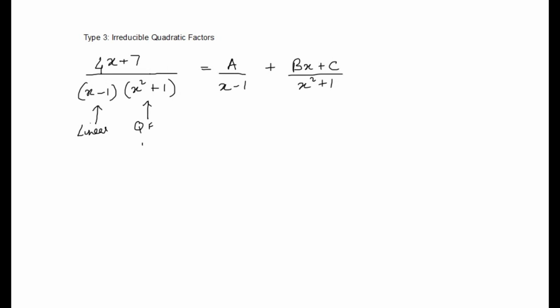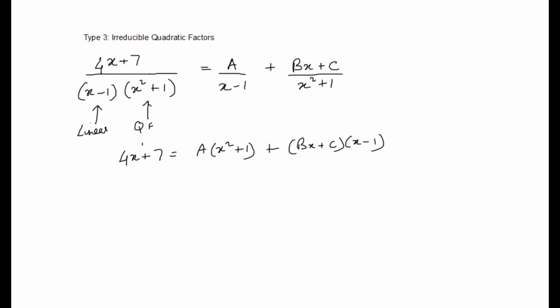Right. Now we just simplify it by taking the LCM on the right-hand side. So 4x plus 7 equals a times (x squared plus 1) plus (bx plus c) into (x minus 1). And then we go about finding out the values of a, b, and c.